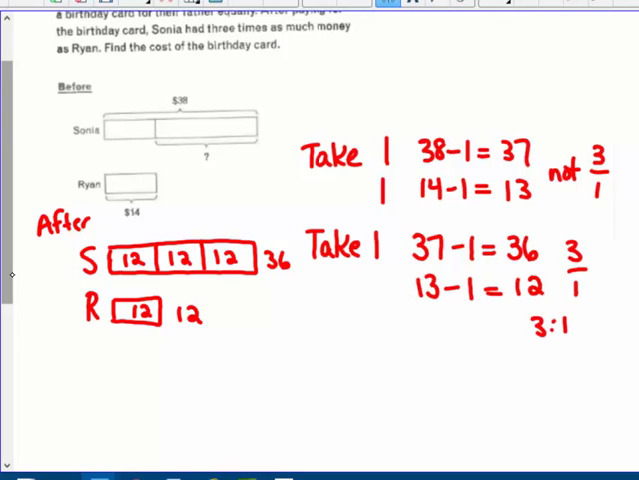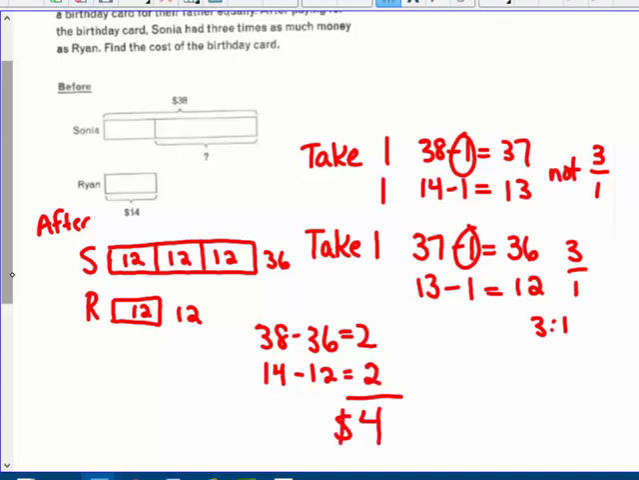Find the cost of the birthday card. Well, Sonia gave 38 minus 36. She gave 2. They paid the same amount, so Ryan, he went from 14 down to 12, so he gave 2. So altogether, the birthday card was $4, right? They each gave $4. Think of it as individual dollars. So the card cost $4. I think that's what you had to do with this one.